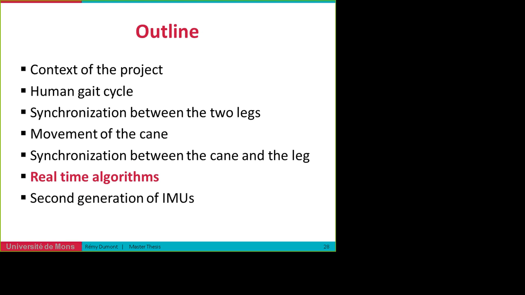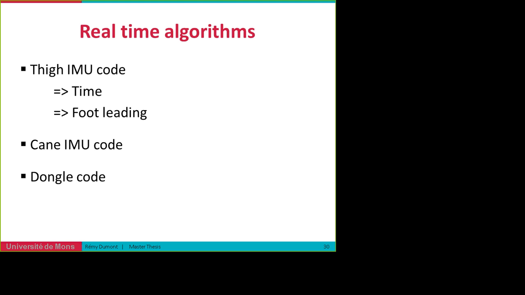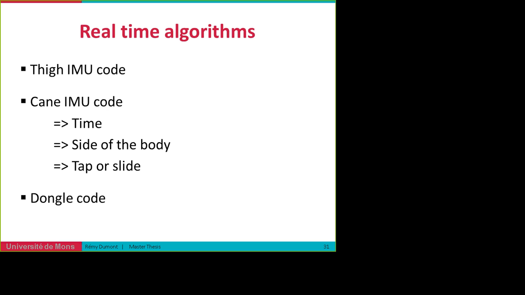Finally, we have implemented all of these in real-time algorithms. Three algorithms were built, one on each IMU and one on the dongle, which was an Arduino Uno board. The foot code is just looking for all the times where the initial contact points are and which foot is leading. Then it's sending all this information to the dongle through the radio. The cane IMU is doing the same.